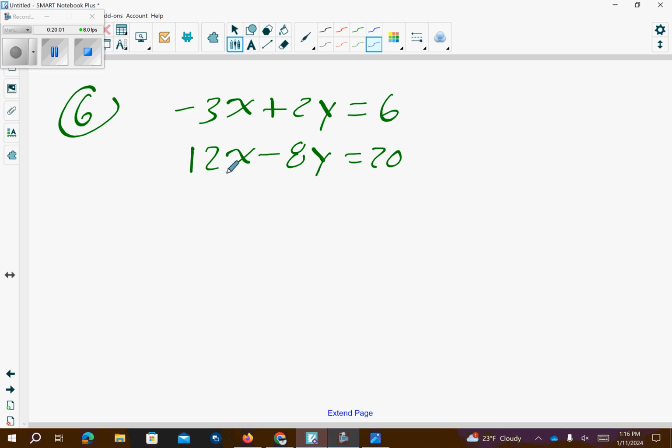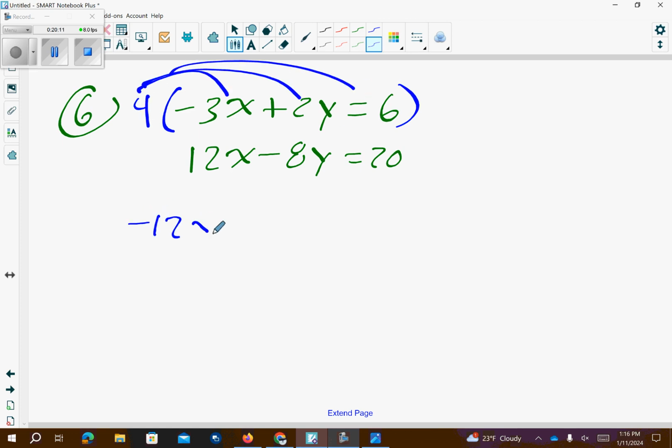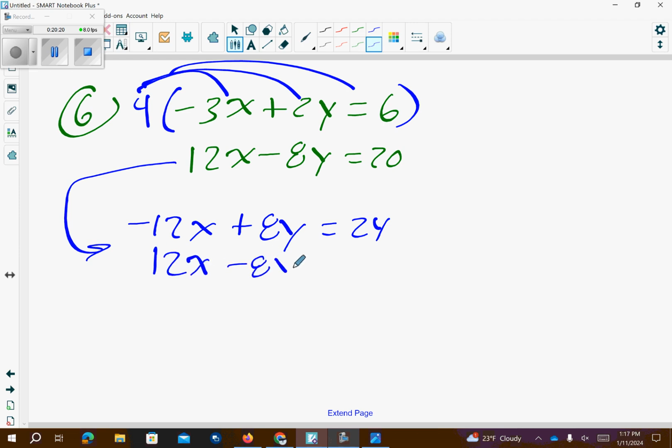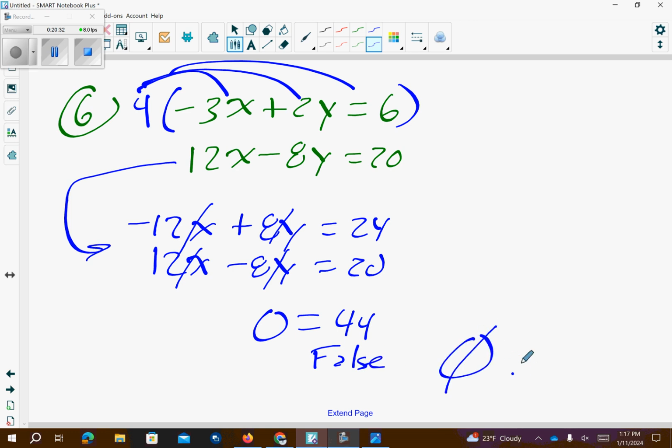And then the last one we'll work on for today is this one. So if I add these together, nothing's going to cancel out. So let's get rid of the x's. So let's multiply the whole top by 4. So make sure you distribute that to everything. So that's going to give me negative 12x plus 8y equals 24. And then I'm going to rewrite this second one just underneath it. Those cancel, and those cancel. So I get 0 is equal to 44. Is 0 equal to 44? No, this is false. That means we have no solution. You can write either 0 with a slash through it or put no solution.